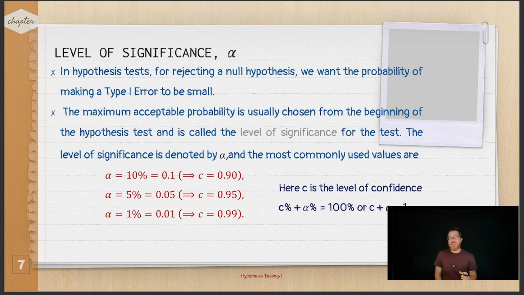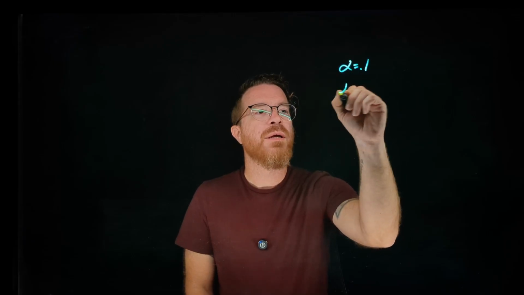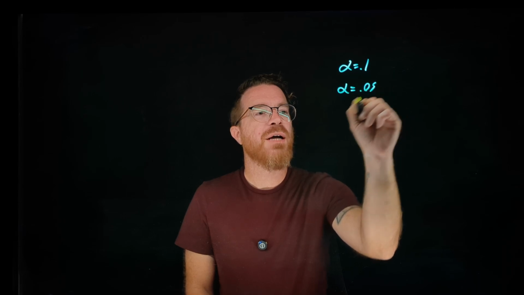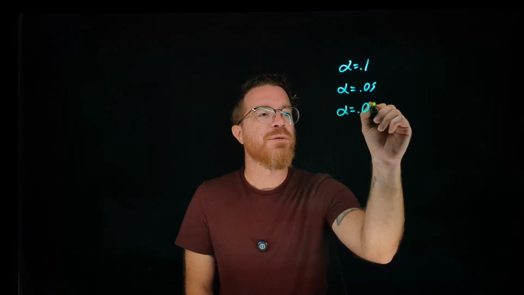When we're doing a hypothesis test, we specifically want the probability of rejecting the null hypothesis to be as small as possible because we want to limit our type 1 errors. We want our type 1 error to be small. The most common levels of significance that we'll use are alpha equals 0.1, alpha equals 0.05, and alpha equals 0.01.